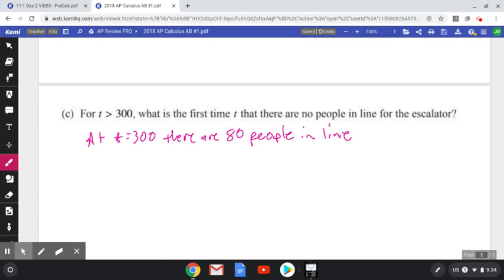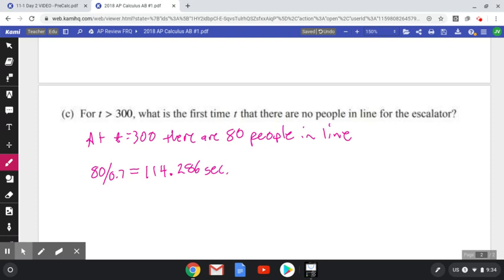So what we want to do is take 80 and divide that by 0.7. If we divide 80 by 0.7, that gives us approximately 114.286, and that's going to be in seconds. So that tells us that it's going to take 114.286 seconds for those 80 people to leave.